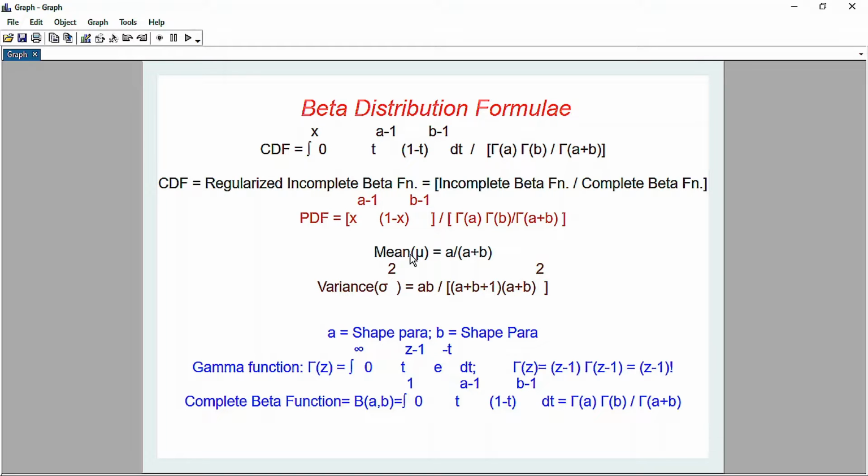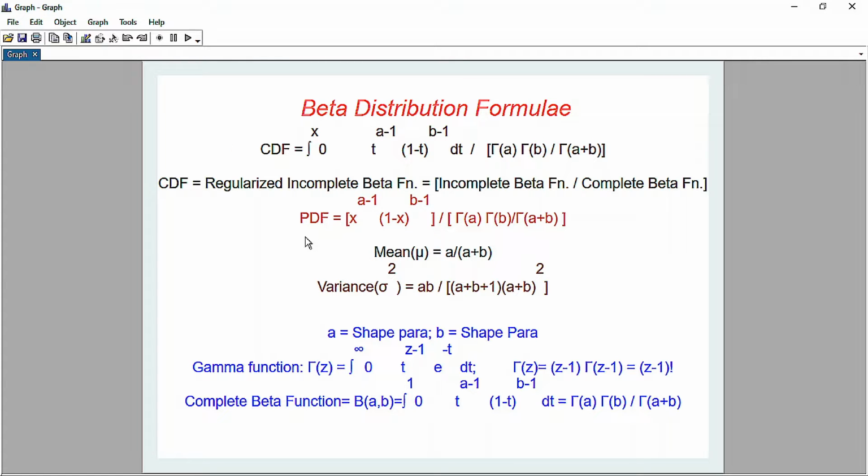First of all, let us see the mean. Mean is equal to A divided by A plus B. Both A and B are the same parameters, and its variance is equal to AB divided by (A plus B plus 1) into (A plus B) square, and this can be expressed in terms of mu, because A divided by A plus B is equal to mu. So this can be written as mu divided by A plus B plus 1, and into A plus B.